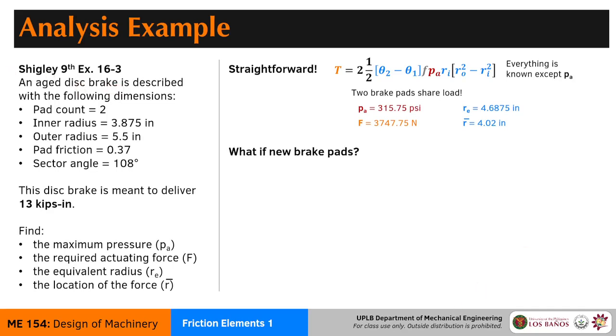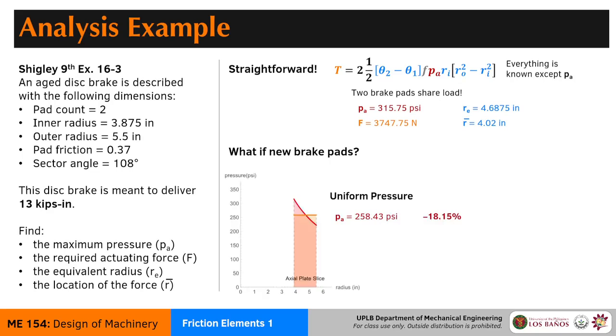So okay, what if it's a new brake pad? This is not included in the handout. So it's essentially asking what if we use the uniform pressure model? What do we get out of this? So our first unknown will be the pressure, and as it turns out, what do you think? Will the pressure be higher for a uniform pressure brake, or will it be lower? Turns out it's actually much lower, and it's significantly lower. It's like negative 18.5% lower.